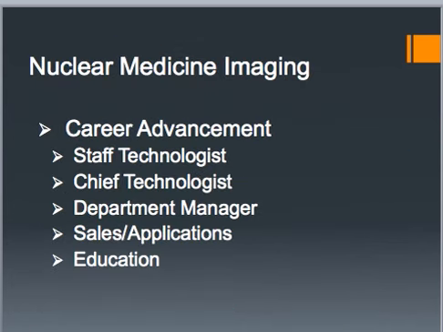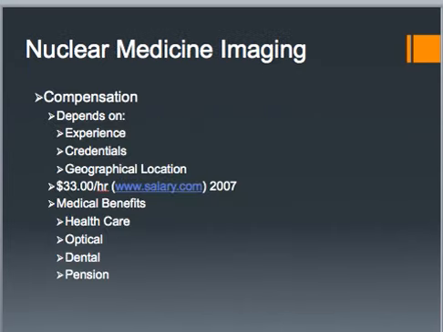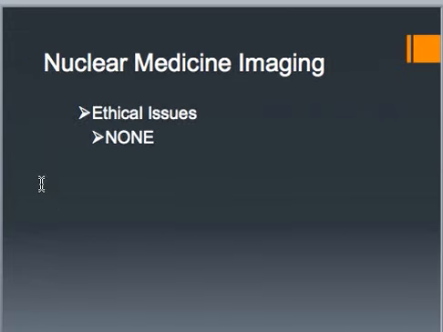Career advancements are going to be the same as every other modality: sales, education, manager, lead tech. Compensation, I didn't update this one. This one is still from 2007, but in 2007, the hourly wage was on average about $33 an hour. Again, it's going to depend on where you live and your experience, but they make a pretty decent amount of money, more on the higher end of the diagnostic imaging department. There really aren't any ethical issues because they're done at a hospital and the technologists have to be registered. There isn't really anything ethical that we need to be concerned about.